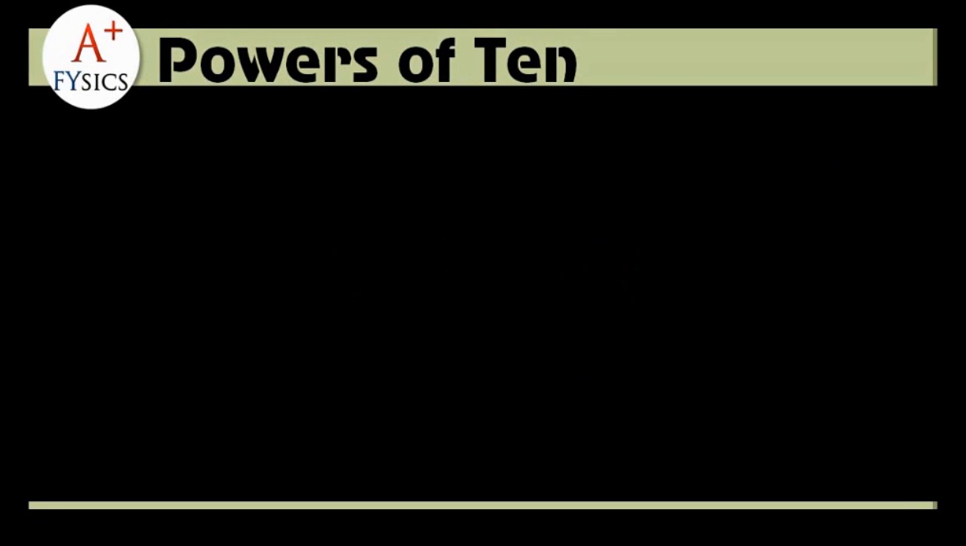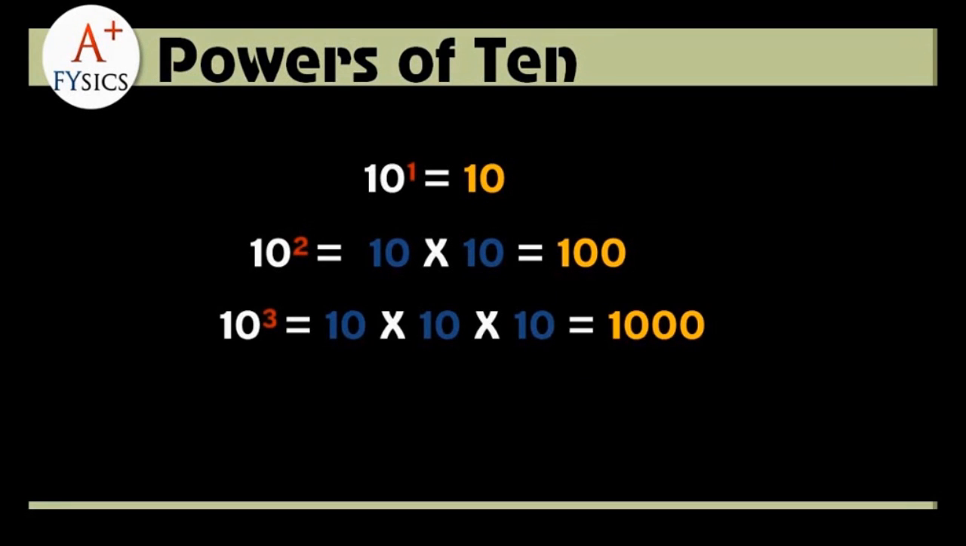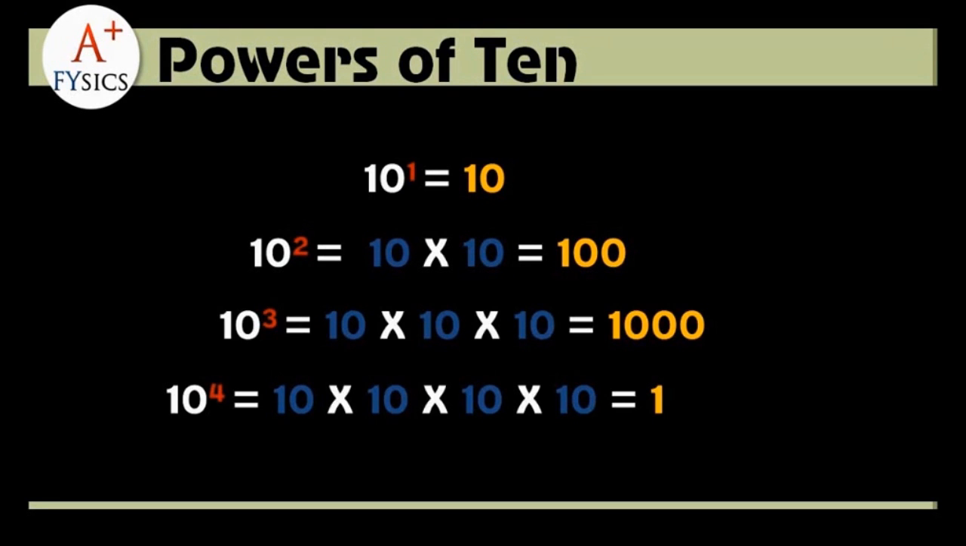Let us find out. If I write 10 to the power of 1, then what I mean is 10. But if I write 10 to the power of 2, then what I mean is 10 multiplied by 10, which is 100 as a regular number. Notice that my power is 2 and I have two 10s. If I write 10 to the power of 3, then what I mean is 10 multiplied by 10 multiplied by 10, which is 1000 as a regular number. Notice that my power is 3 and I have 3 factors of 10.